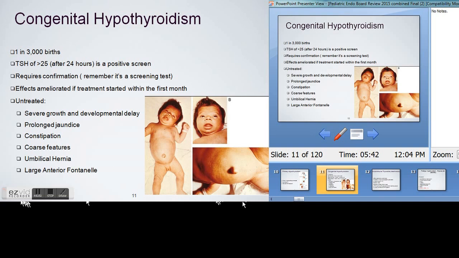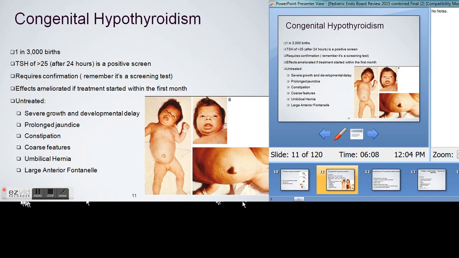Congenital hypothyroidism is seen in about 1 in 3,000 live births. TSH is usually greater than 25 after 24 hours. That is a positive screen. Remember, if we do it in the first 24 hours, you have that TSH surge. So even if the TSH is 75, 80 in the first 24 hours, it's not really a positive screen.